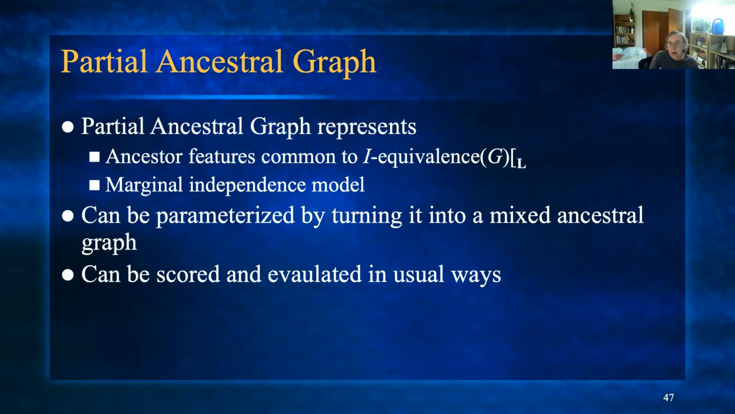It's kind of an active area of research to figure out whether there are better ways of parameterizing these graphs for various kinds of distributions, and what we could do non-parametrically to try and represent some distributions as well. But for instance, in the Gaussian case, you can score them in the usual way. You can assign a BIC score, and the BIC score can be used to help select the correct partial ancestral graph.